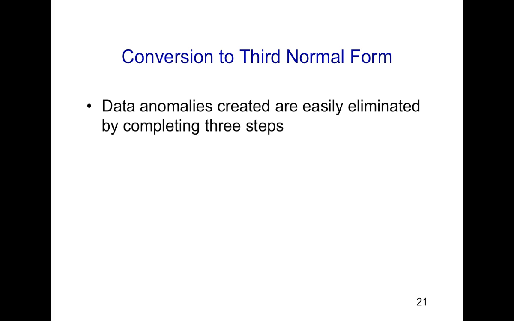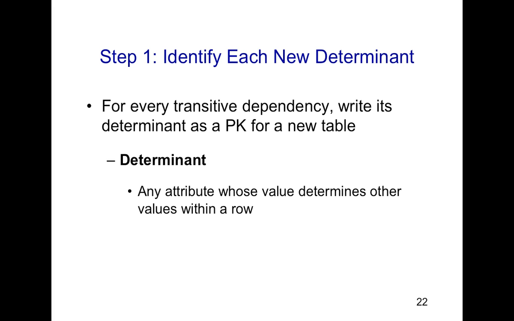So now we're going to convert it into third normal form. The data anomalies are easily eliminated by completing 3 steps to get it into third normal form. The first step is, for every one of the transitive dependencies, and now we're going to look at the transitive ones, so we still have dependencies inside of the tables we spread it out with, we're going to write a determinant as a primary key in a new table.